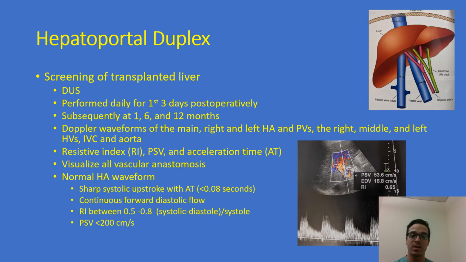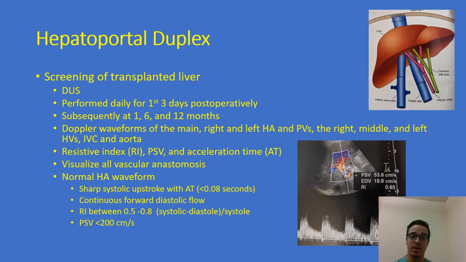Screening of a transplanted liver is a normal part of the hepatoportal duplex. This is performed daily for the first 3 days postoperatively, and then subsequently on the 1st, 6th, and 12th months. Doppler waveforms of the main, right and left hepatic artery and portal veins, and the right, middle, and left hepatic veins, the IVC, and the aorta are performed. The resistive index is also calculated, which is systolic minus diastolic divided by systolic, as well as the peak systolic velocity and acceleration time. The acceleration time is the time interval between the onset of systole and the first systolic peak, and should be measured in the main, right, and left hepatic arteries.